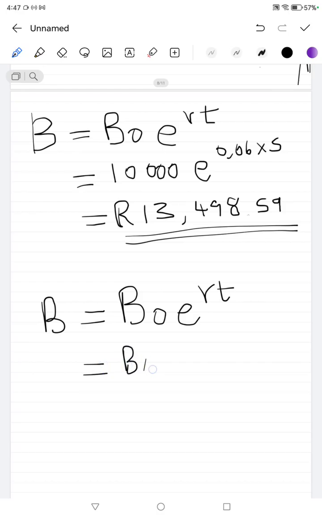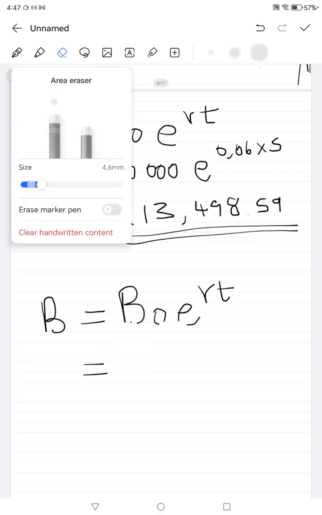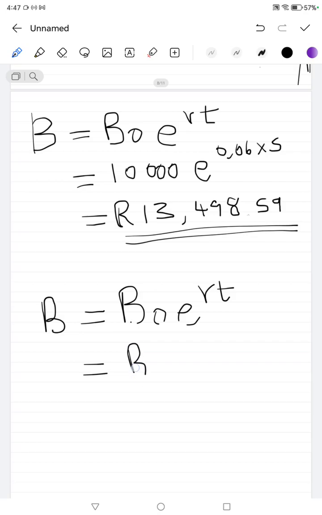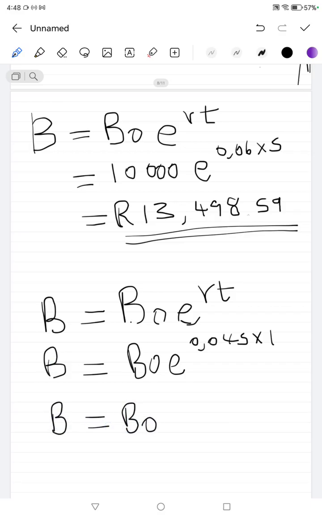Then they didn't give us our B0. Then we have the B0, we have e, and the percentage they gave us, 4.5%, that's like 0.045. Then our t is 1. Then now we have B over B0. Then what's the answer for this one?